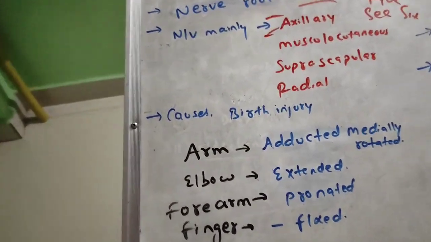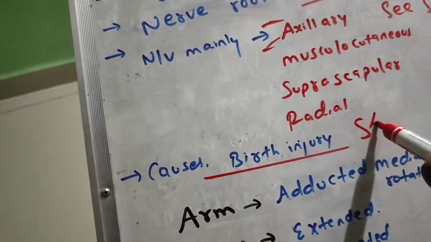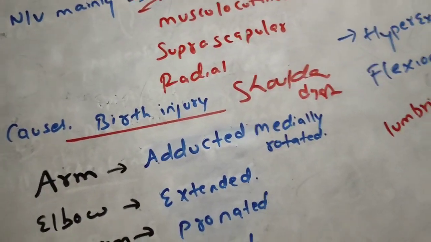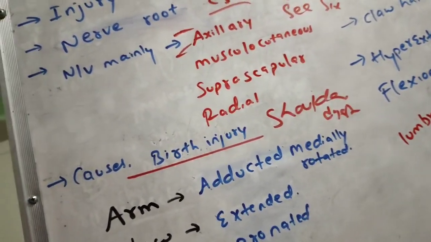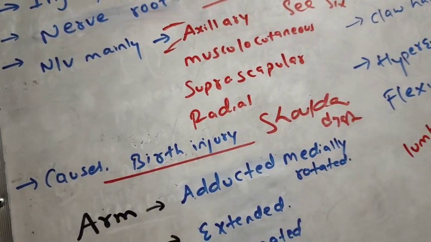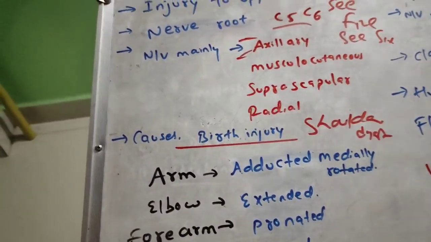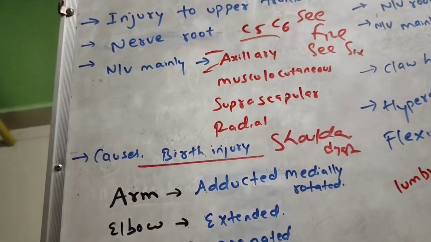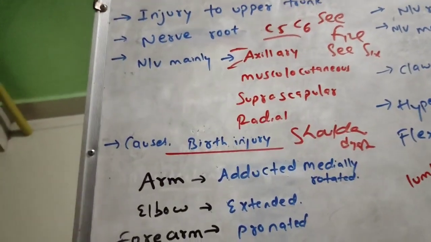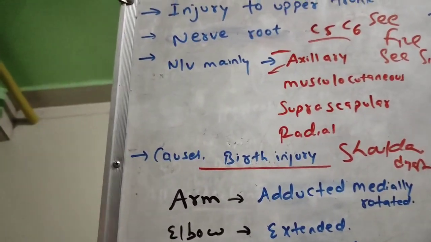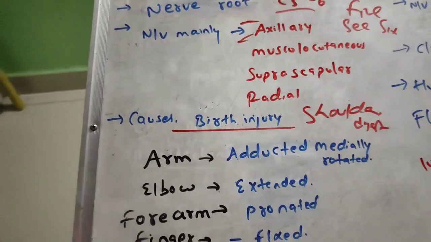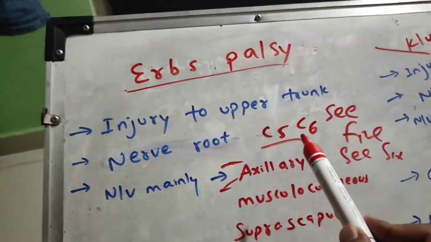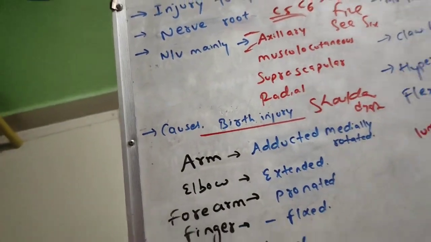So what is the main cause? It is birth injury in shoulder dystocia. In shoulder dystocia, when the baby's shoulder is stuck and not coming out during delivery, we have to perform different maneuvers. If it still doesn't come out and you try forcibly, there is trauma to the shoulder. Then there will be C5, C6 nerve root palsy.